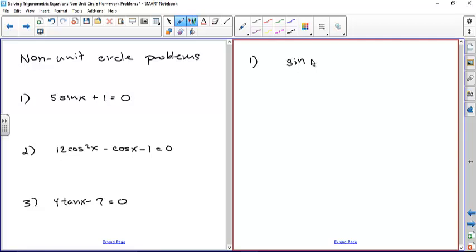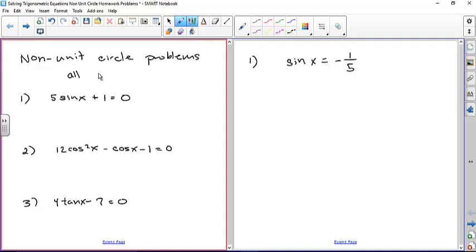You're going to solve for the sine of x, and the sine of x is negative 1/5. So the question is what values, and we'll say all solutions here, not just between 0 and 2 pi. So what we're going to do is find the solutions between 0 and 2 pi, and then we're going to add 2 pi n to the solutions. So this is problem number one.